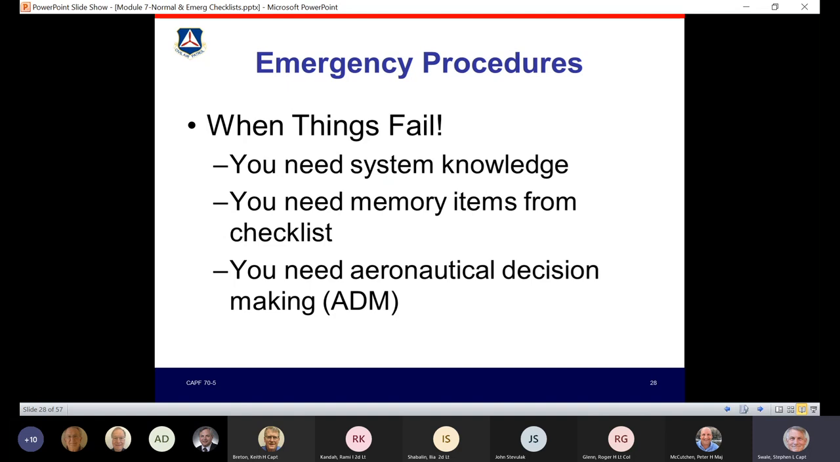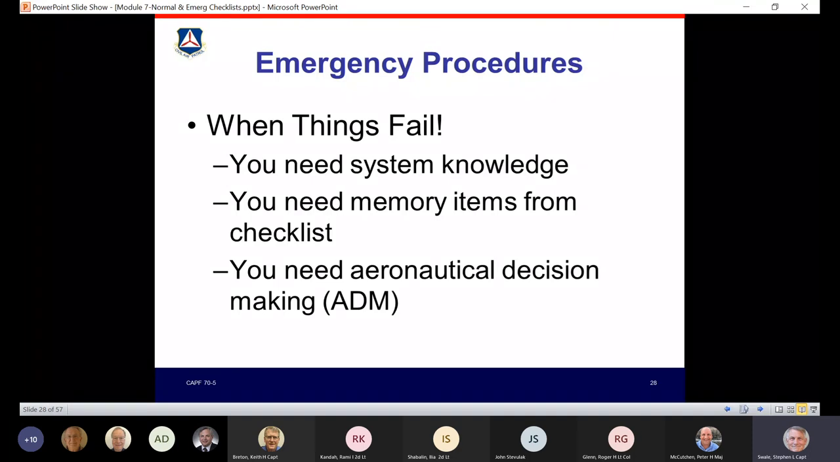The next thing you need is your memory items, because that's got to be your starting point to figure out, wait a minute, let's make sure that everything is at least where we thought it was. And then the last thing that you need is aeronautical decision making. So that means you try to collect the situation and then pick the best of your options once you've done that. So none of that is going to be checklist stuff.